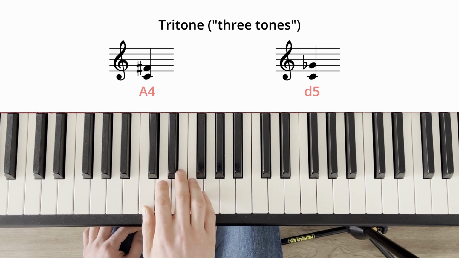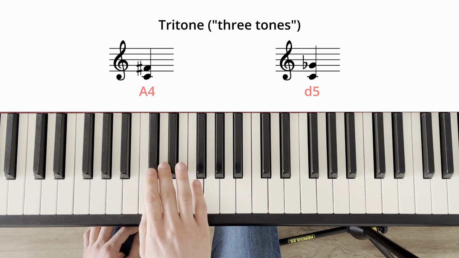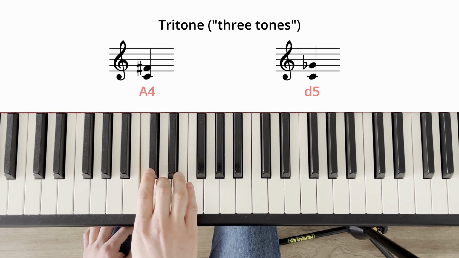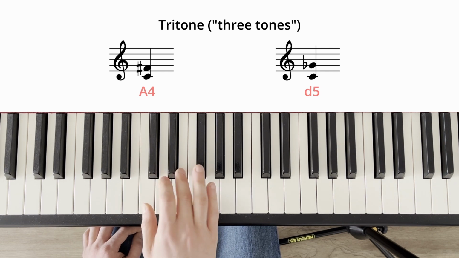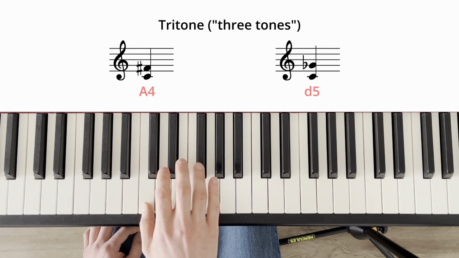We've been talking a lot about semitones, and now's probably a good time to mention 2 semitones make up 1 whole tone. So that's a whole tone. 3 whole tones, or 6 semitones, make up 1 tritone.